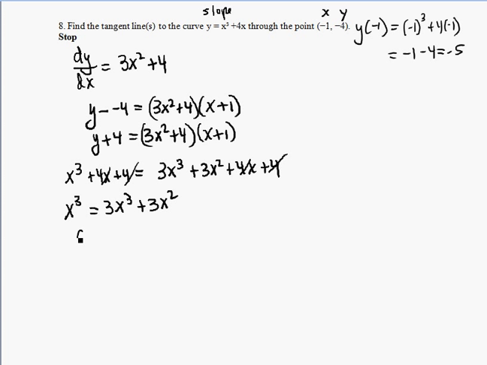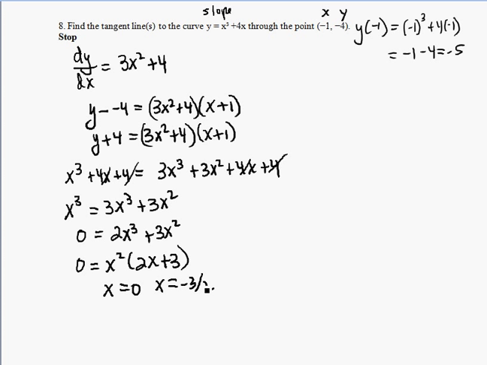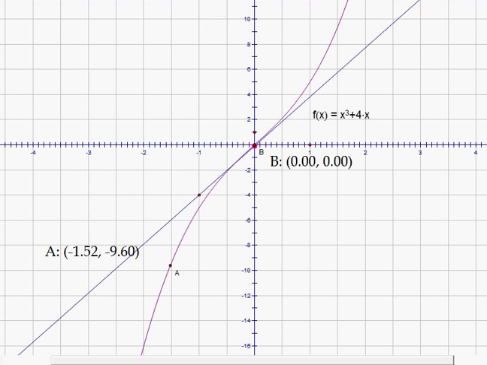I'm going to move the x cubed over. So I get 0 equals 2x cubed plus 3x squared. I'm going to factor out an x squared. I get x squared times 2x plus 3. And my x values are 0 and -3/2, which you can see from here. Let's try to make that -1/2. There it is, pretty close. So there's our first x value, and our second x value is 0 and -1.5.